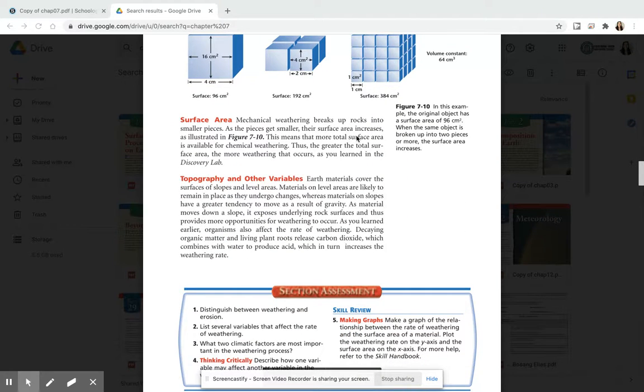Surface area. Mechanical weathering breaks up rocks into smaller pieces. As the pieces get smaller, their surface areas increase, as illustrated in Figure 7.10. This means that more surface area is available for chemical weathering. The greater the total surface area, the more weathering that occurs, as you learned in the Discovery Lab.